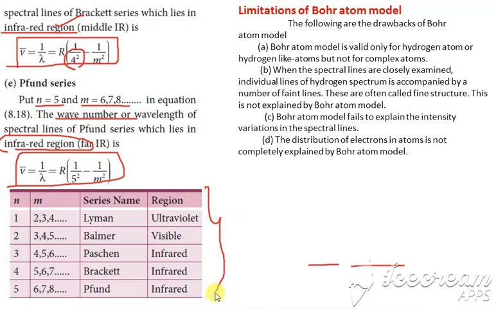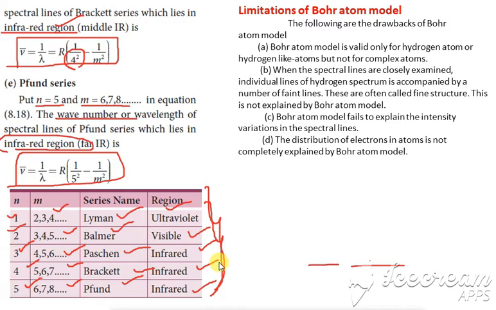So this table gives you a short form of all the series. First, the Lyman series: n is equal to 1, m takes the values 2, 3, 4, and this lies in the ultraviolet. Then Balmer: n is equal to 2, m takes the values 3, 4, 5, and this lies in the visible region. Next, Paschen: n is equal to 3, m takes the values 4, 5, 6, and it is in the infrared region. Brackett: n is equal to 4, m is 5, 6, 7, and it is also in the infrared. Then the last, the Pfund series: here n is equal to 5, m is 6, 7, 8, and this also lies in the infrared region. So this is a short form of the spectral series of the hydrogen atom.